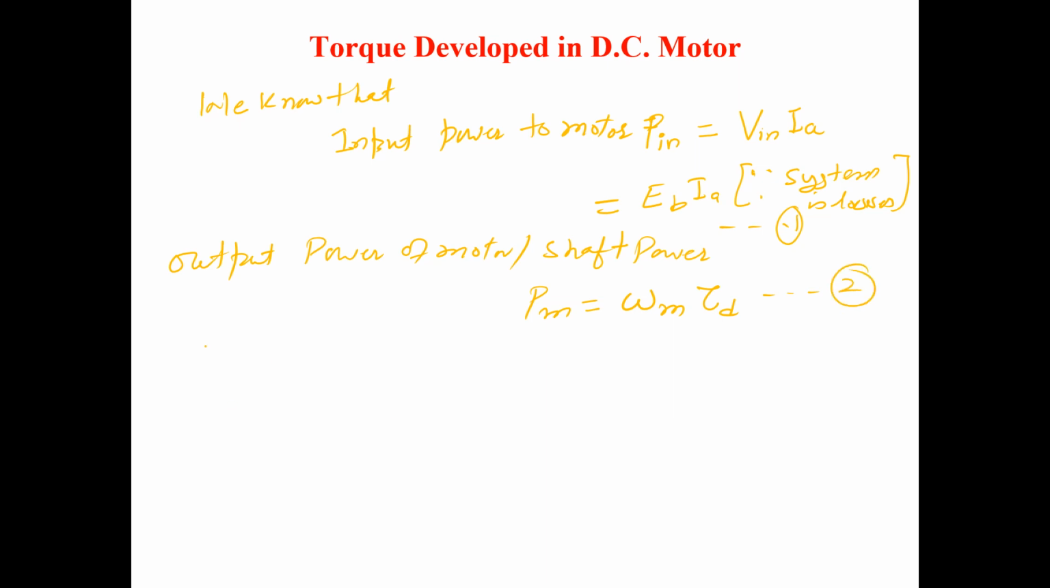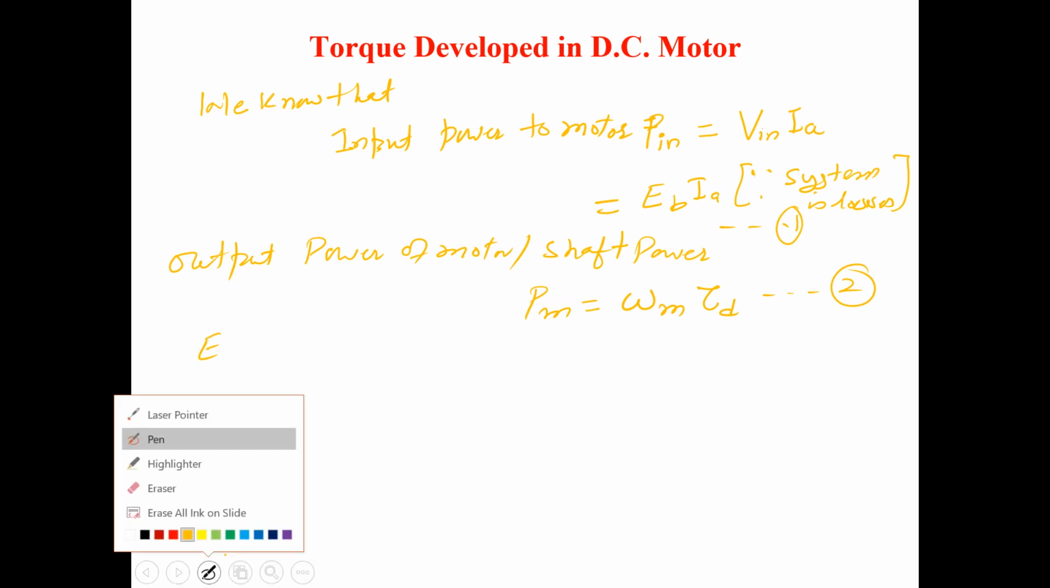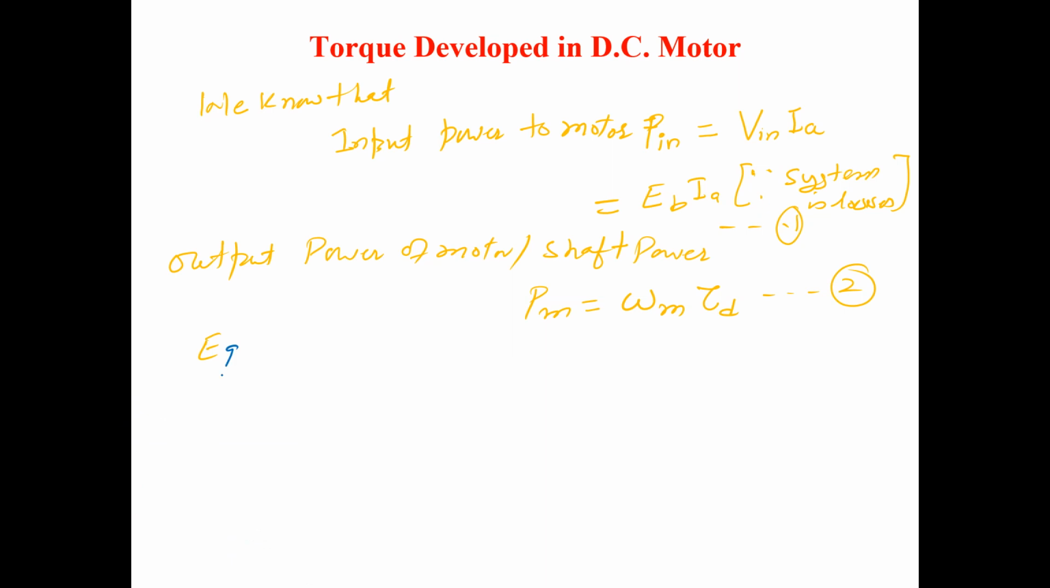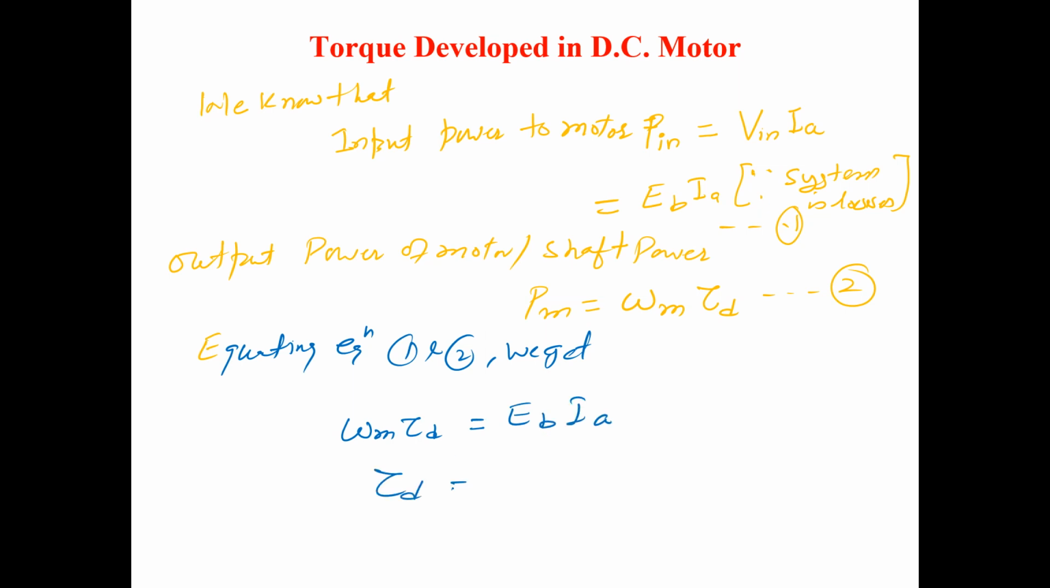Then equating equation 1 and 2. दोनों पावर है, एक इलेक्ट्रिकल पावर है और एक मैकेनिकल पावर है. We can equate this equation. If we equate equation 1 and 2, then omega M into torque developed is equal to EB into IA. Then this developed torque is equal to EB IA divided by omega M.